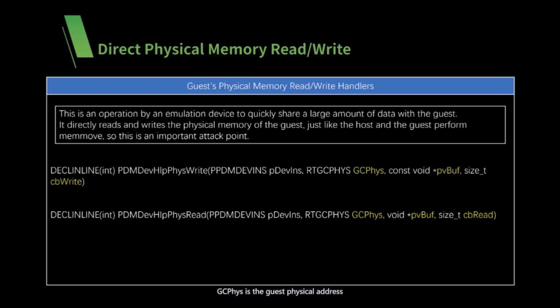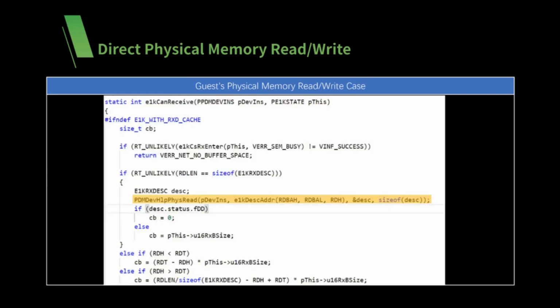GCPhys is the guest physical address. pvBuf is the buffer to be written and read. cbWrite or cbRead is the length of reading and writing. As shown in the figure, this is an example of reading guest physical memory.